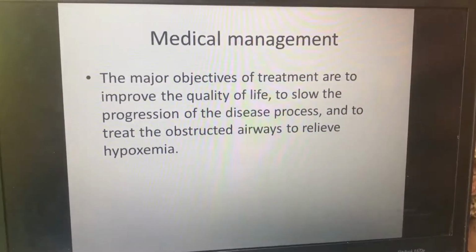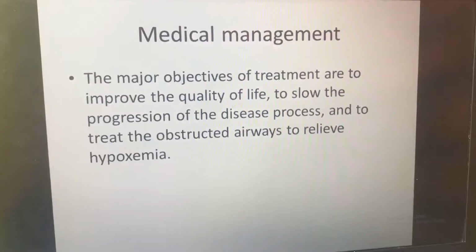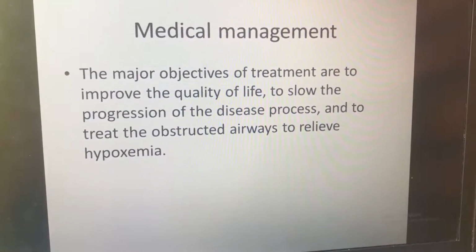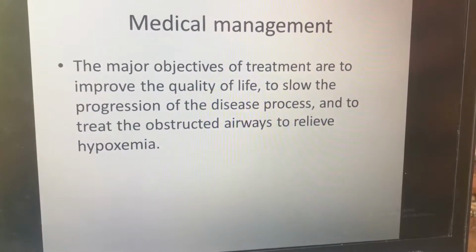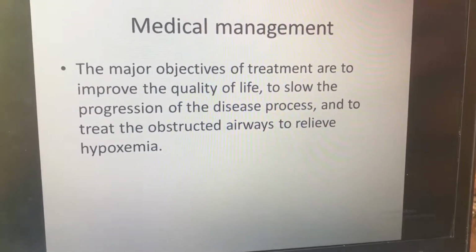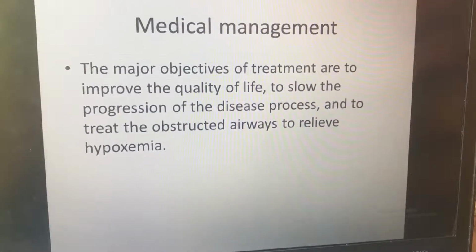What is the medical management for emphysema? The major objectives of treatment are to improve the quality of life, to slow the progression of the disease process, and to treat the obstructed airway to relieve hypoxemia.